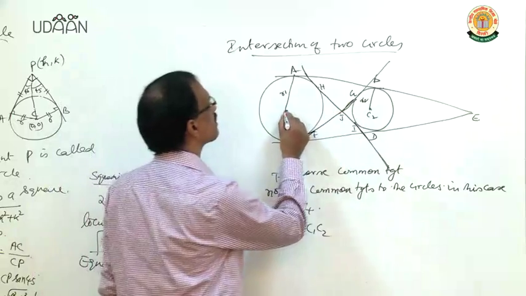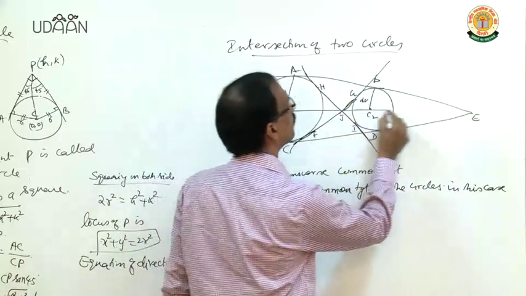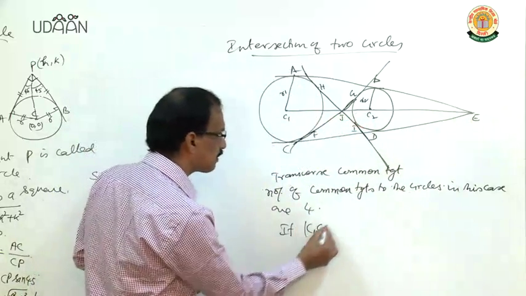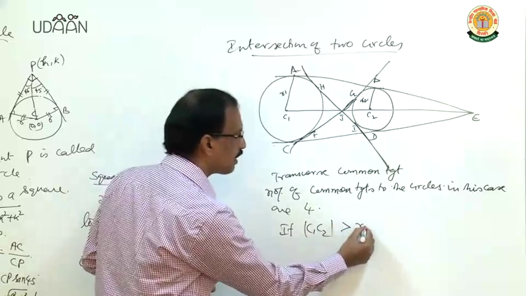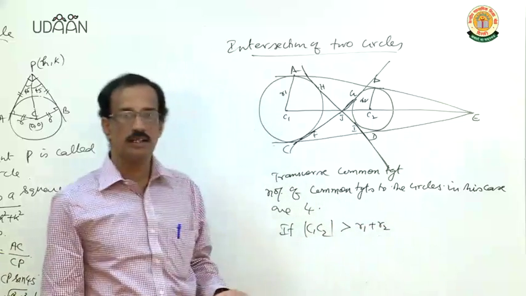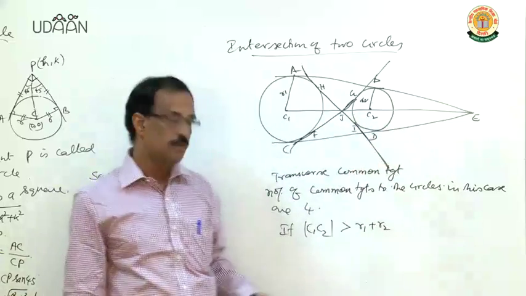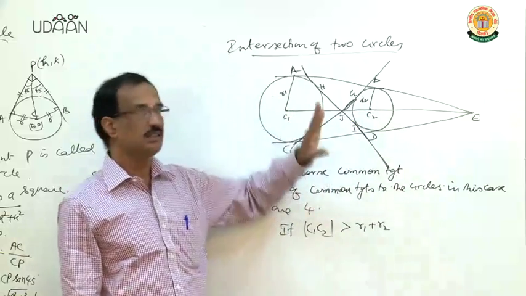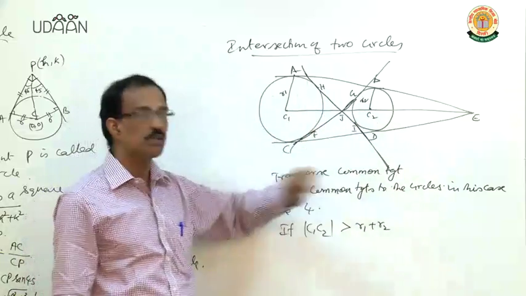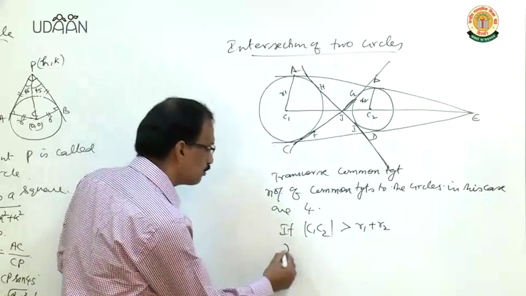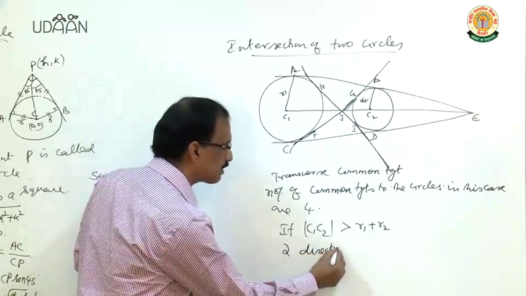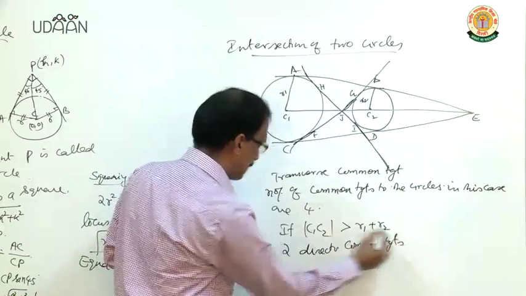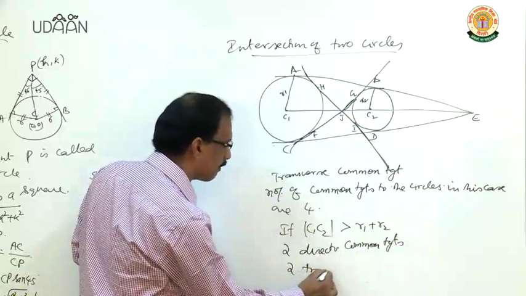The condition for this case: if you join the centers C1 and C2, and the distance C1C2 is more than R1 plus R2, that is, if the distance between the centers is more than the sum of the radii of these two circles, then we get 4 common tangents, that is 2 direct common tangents and 2 transverse common tangents.